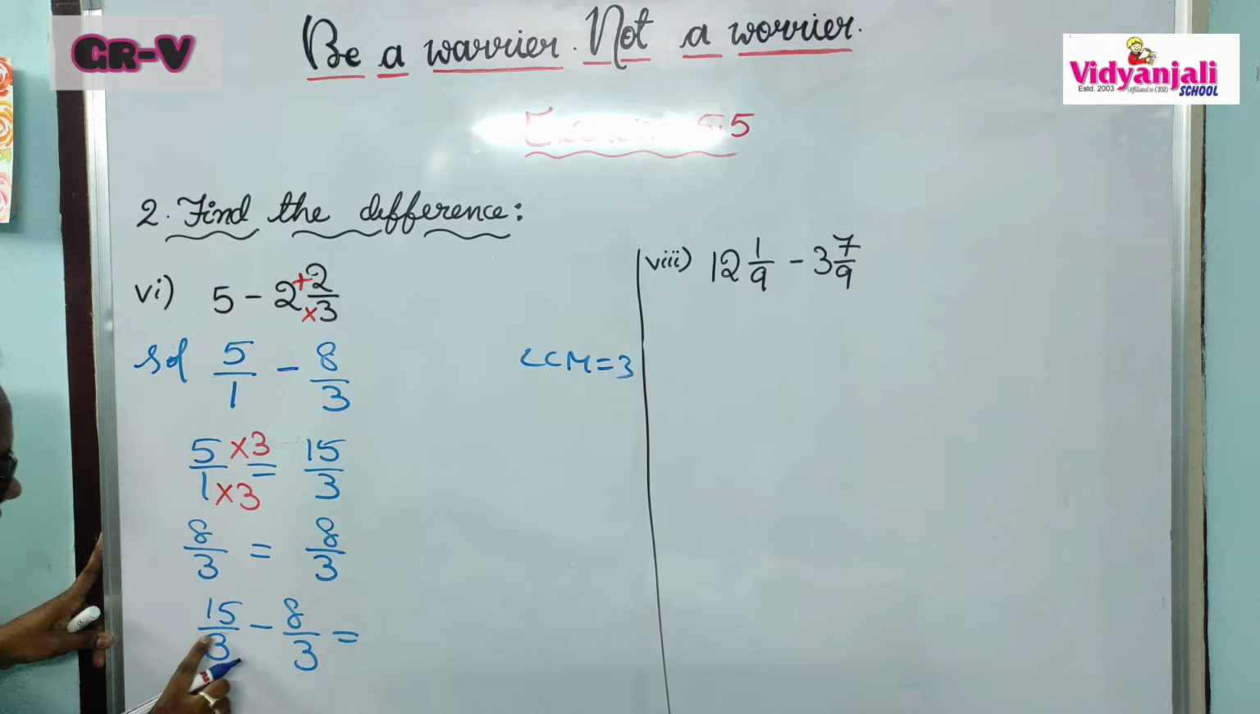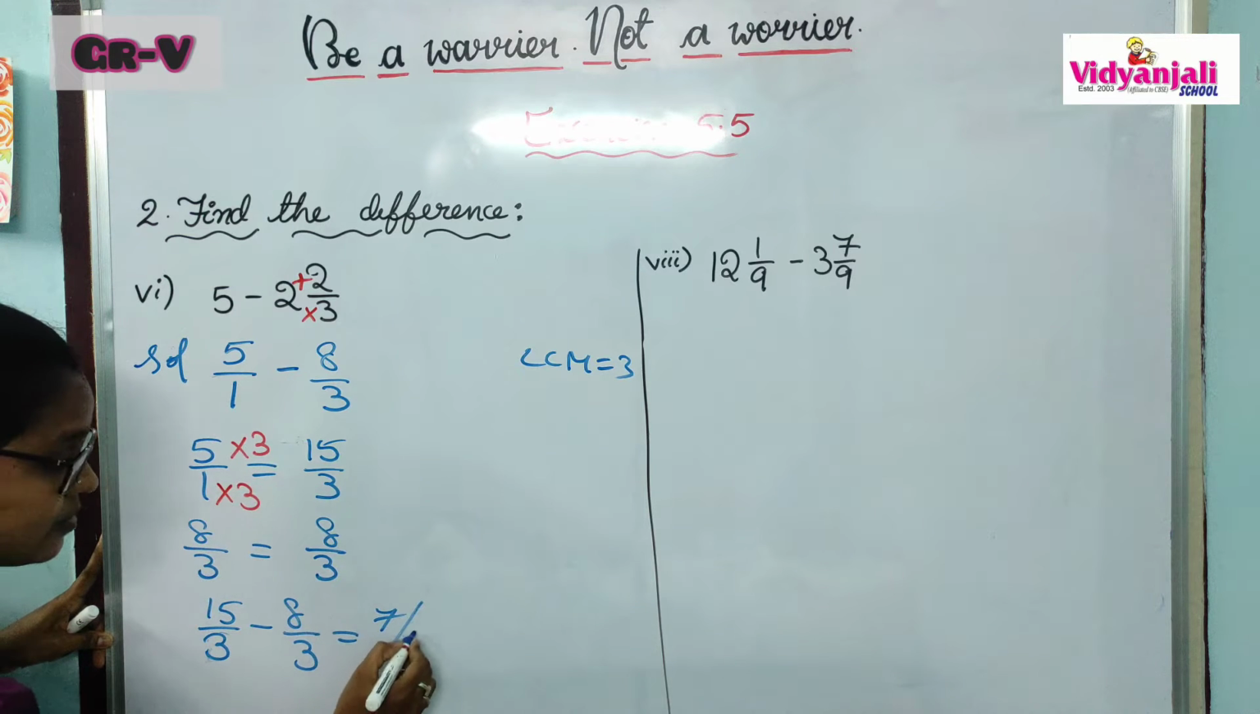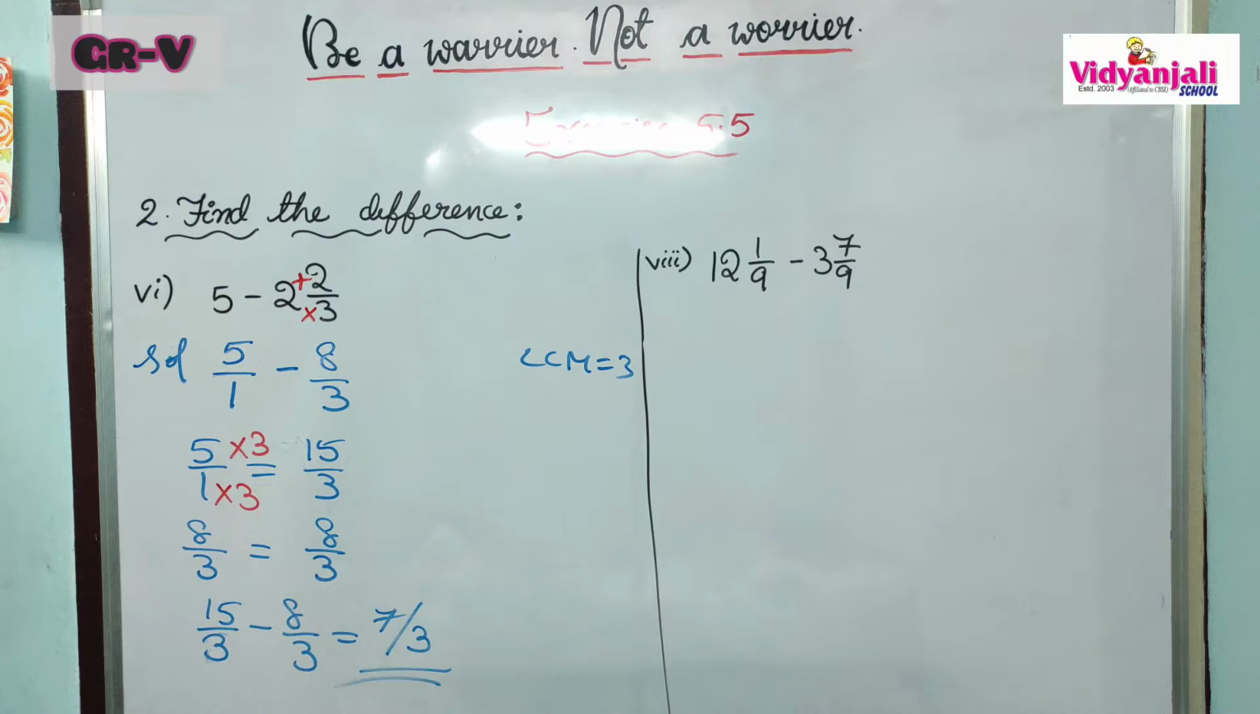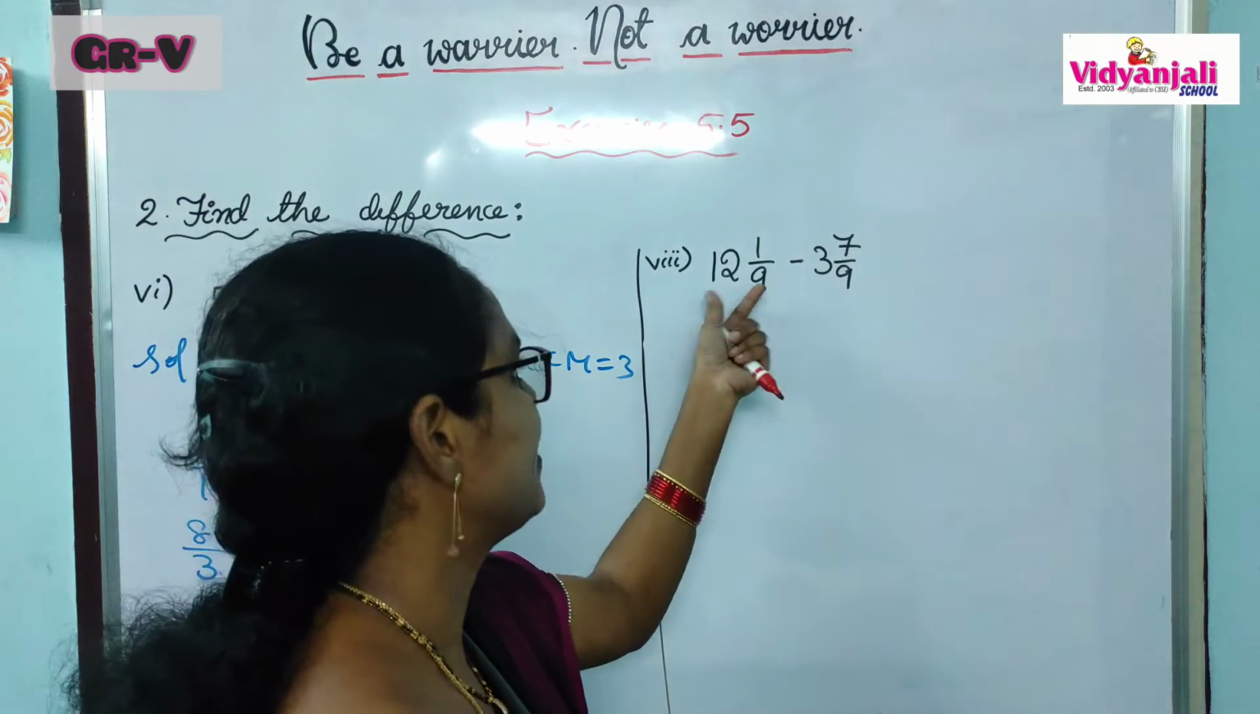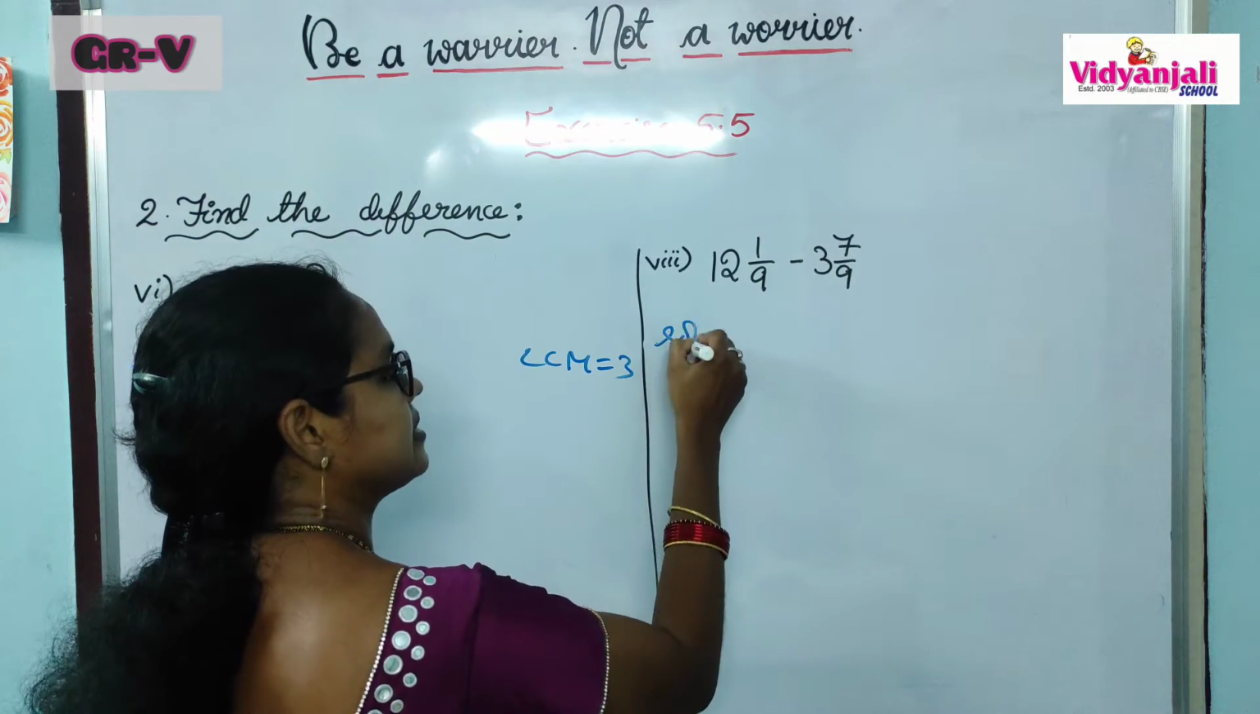What is 15 minus 8, children? 7. So the answer is 7 by 3. Next, 12 1 by 9 minus 3 7 by 9.